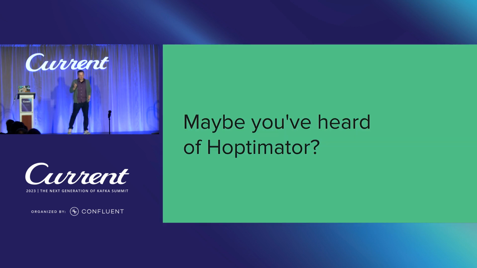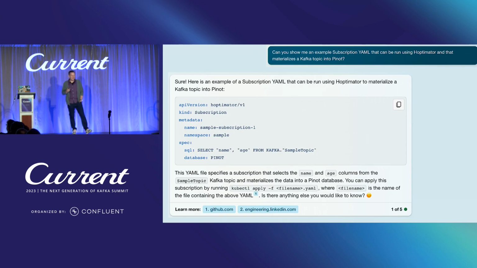All right, so maybe you've heard of my side project, Hoptimator, which I'll shamelessly plug here for a couple slides. If you haven't heard of Hoptimator, turns out Bing Chat has, which is pretty cool, I have to admit. So on this idea of subscriptions, I asked Bing, can you show me an example of a subscription YAML that can be run using Hoptimator and that materializes a Kafka topic into Pinot? Sure, here it is. And this is the sum total of what you'd have to write to get this pipeline running, based on the subscription, which is just a description of the pipeline that you want.